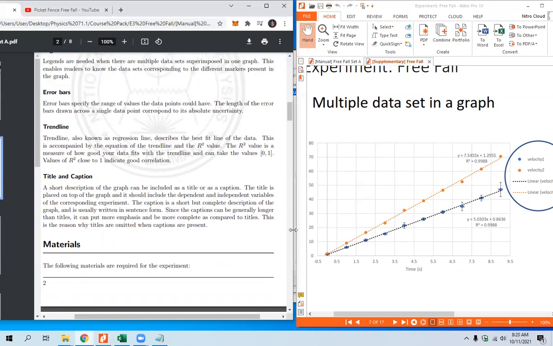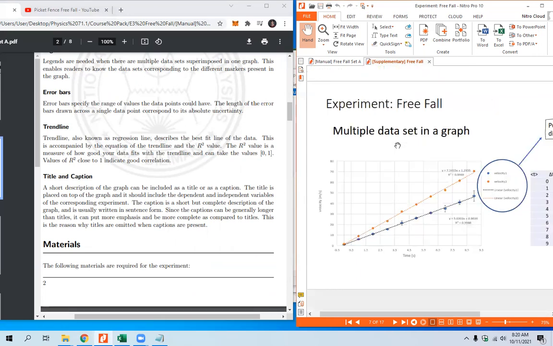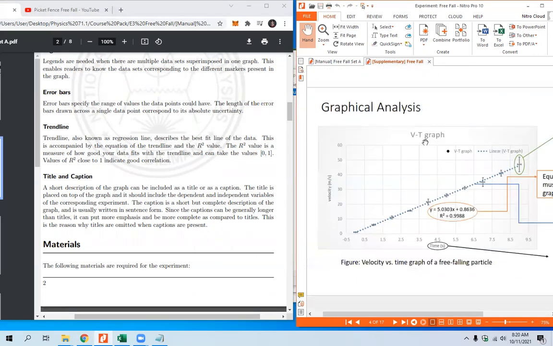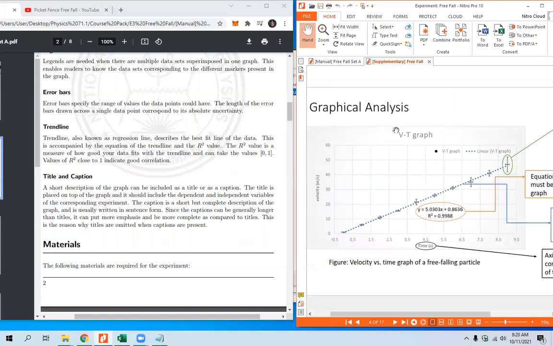Lastly, title and caption. So you want to label your graph. Normally, yung title mo is placed on top of your graph. Tingnan natin kung may examples dito. Ito, for our graph here, VT graph, yun yung kanyang title.